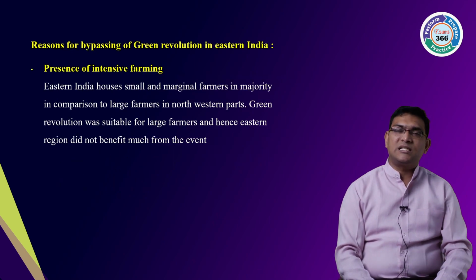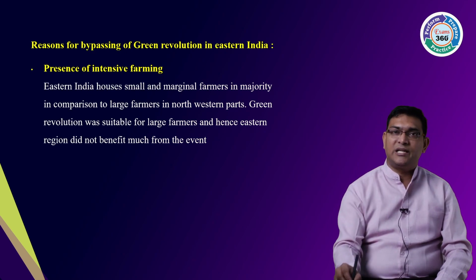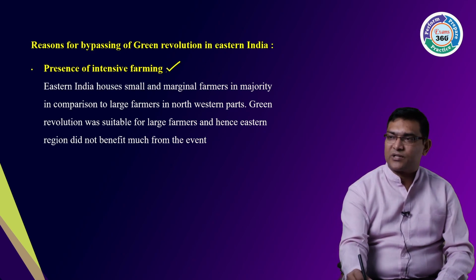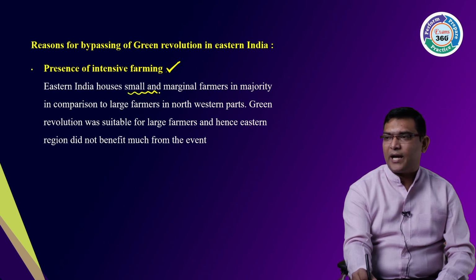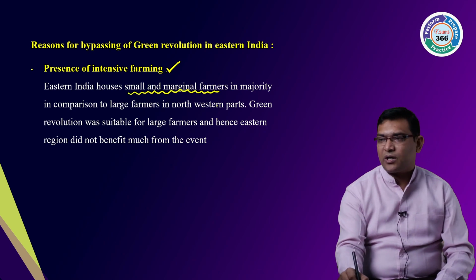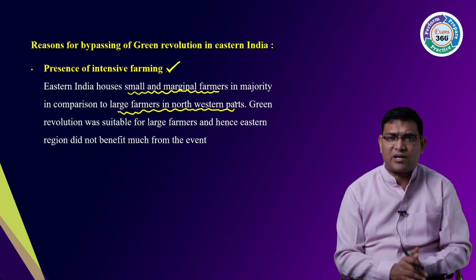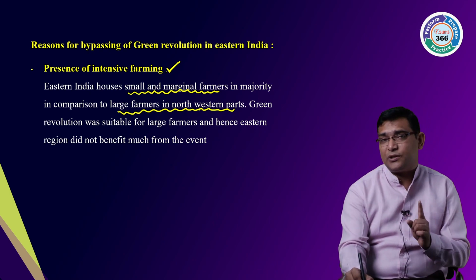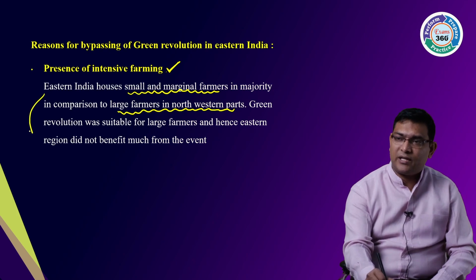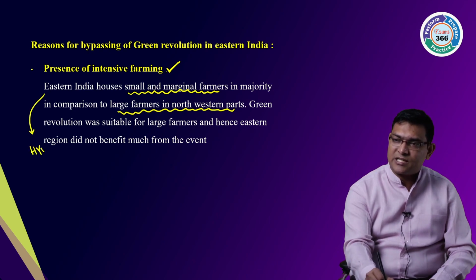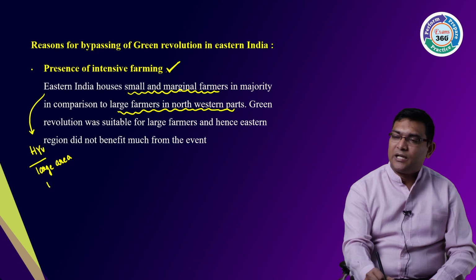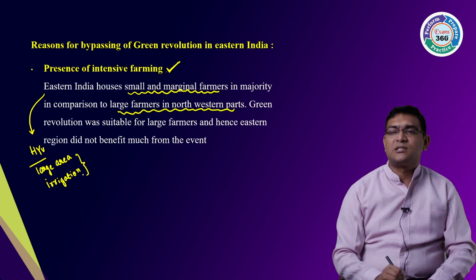Why? The reason for bypassing the Green Revolution in Eastern India is the absence of intensive farming. First thing, East India generally has a majority of small and marginal farmers, in comparison to the large farmers in the northwestern part of India. So they have small farmers. The Green Revolution was mainly suitable for large farmers. Why? You need high yield variety seeds, large areas, irrigation facilities, etc.